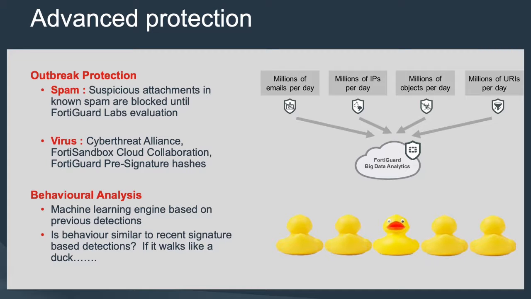For example, when you have spam, there is already an evaluation of spam traffic for outbreak protection, because spam might be used to distribute malicious software. There's this evaluation step where we take the attachments and evaluate their harmfulness before they are released to the end user. Same thing with viruses.